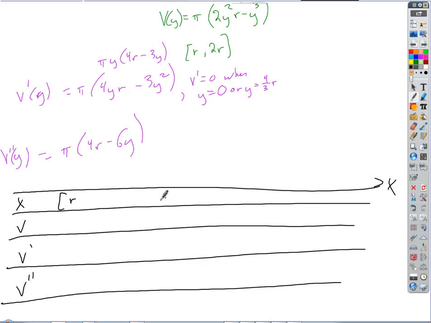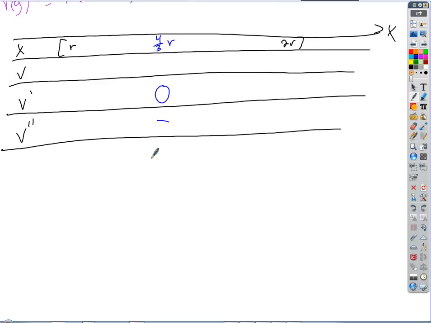So our domain was R to 2R. We had one critical number, which was at 4/3 R. That's where the first derivative was 0. Well, what's the sign of the second derivative going to be? If I evaluate this at 4/3 R, I'm going to get 4R minus 4R, which gives me an overall sign of what? Negative. So then what is this? It's a horizontal tangent, concave down, AKA maximum.